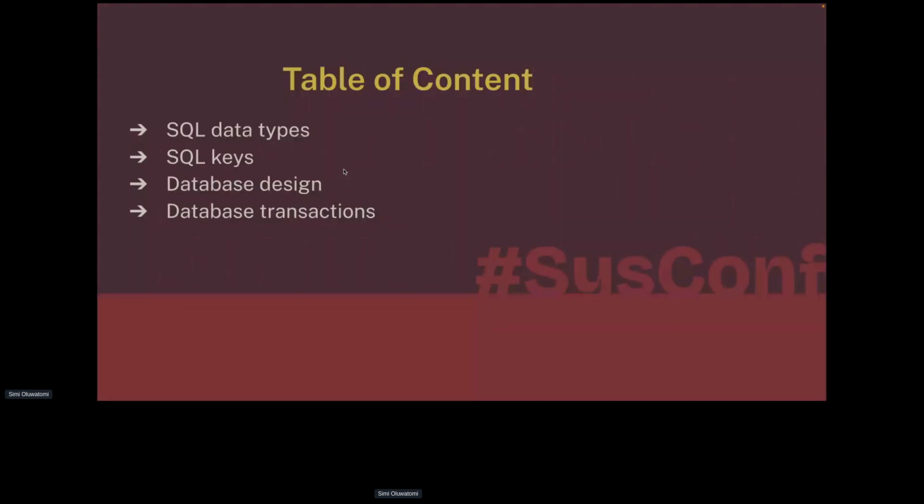Now, to my table of contents, we are going to be talking about SQL data types, SQL keys, database design, and database transactions. Many of the challenges that I have, many of the mistakes that I have made, that I have seen other people make, and that I have inherited from other people are usually within these four domains around database design. And hopefully, by the end of this session, we should be able to clarify some of these things.